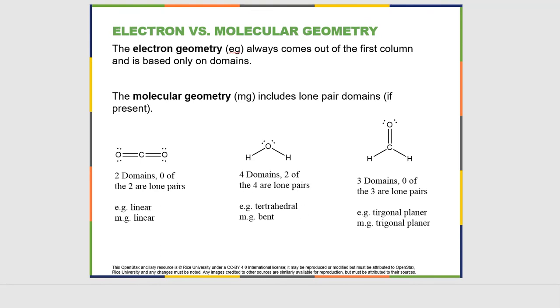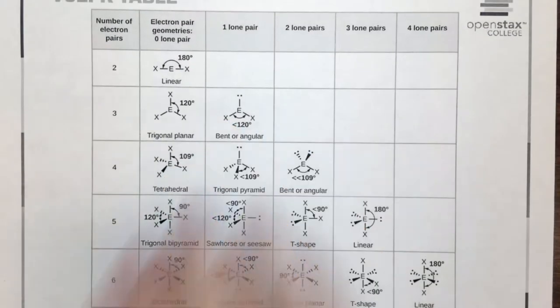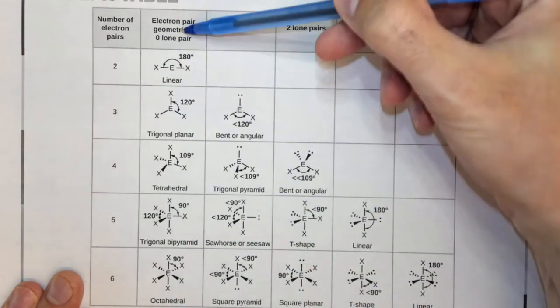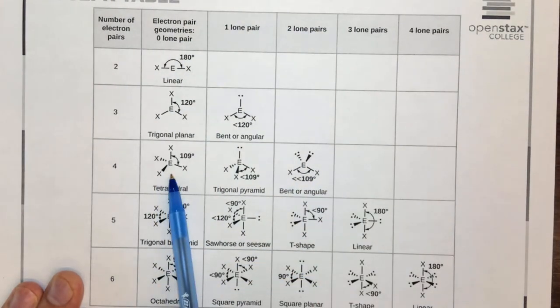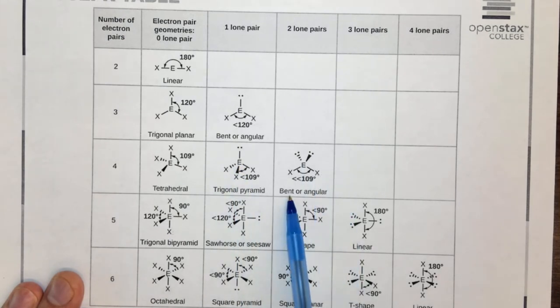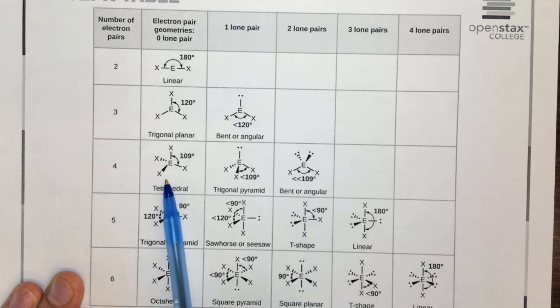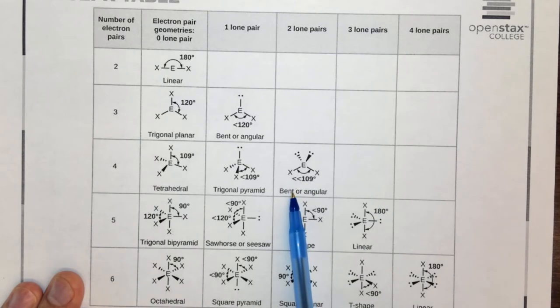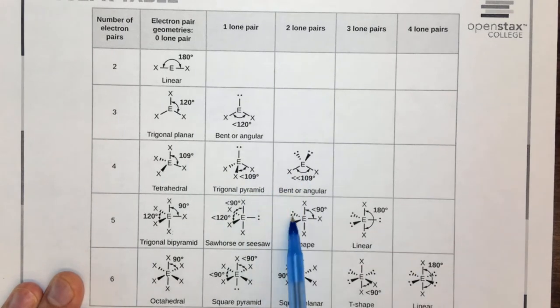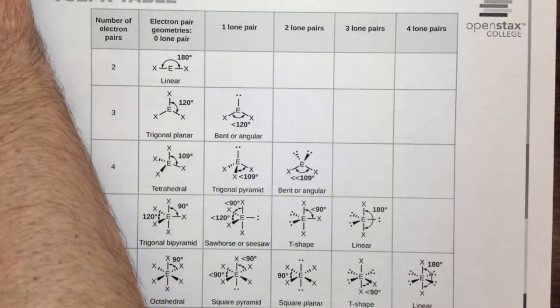So if we go to the table, the electron geometry is based on the total number of domains, 4. The electron geometry always comes out of the first column, so it's tetrahedral. Now, if I want the molecular geometry, I need to realize that two of those four domains are lone pairs. So I count over one lone pair, two lone pairs. The molecular geometry for water is bent. Again, it has four domains, so it's tetrahedral electron geometry. Two of those four domains are lone pairs, so I go to the two lone pairs, I look down, so 4, 2, and I find that it's bent. So this is basically what we're doing.